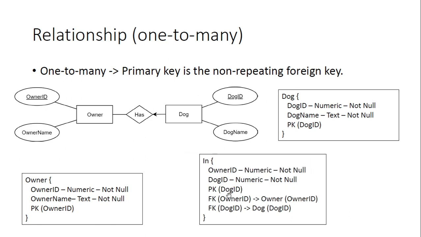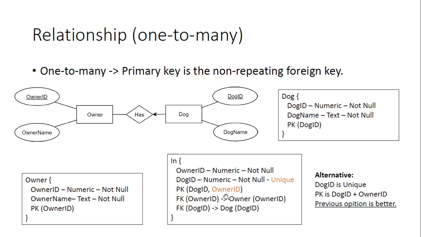But this previous option was better because we are solving the case with fewer parameters. So to find a unique row, just one column is going to be enough in this case. Otherwise, we need to know both columns, and then we need to specify that dog ID is unique by itself. But in terms of usage, these two are going to satisfy the same condition.